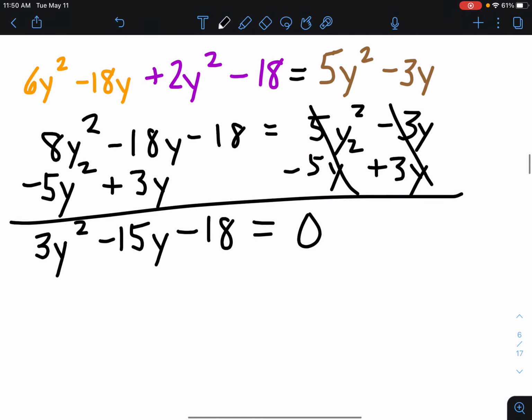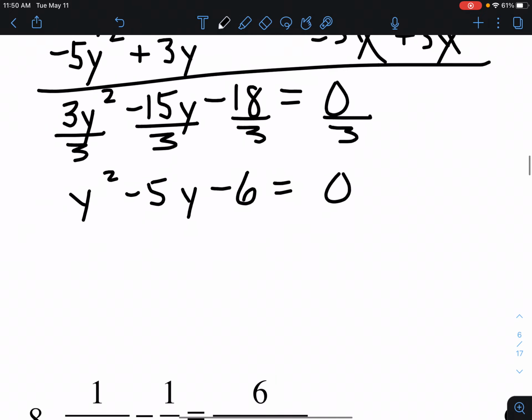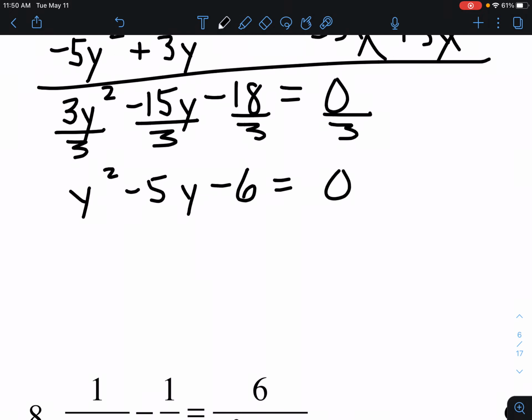Okay. Now to keep solving this, you can factor or use the quadratic formula. I notice everything can divide by 3, so I'm going to do that to make life a little easier on me. So what it does is it just gets y squared, nothing in front of the y squared, which makes it easier to factor. And that's what I'm going to do now.